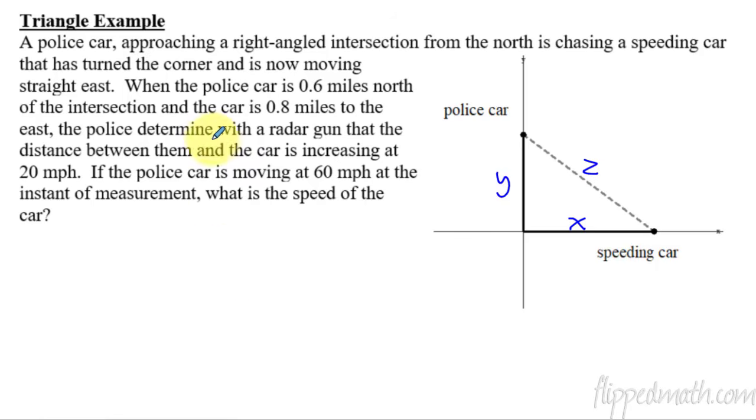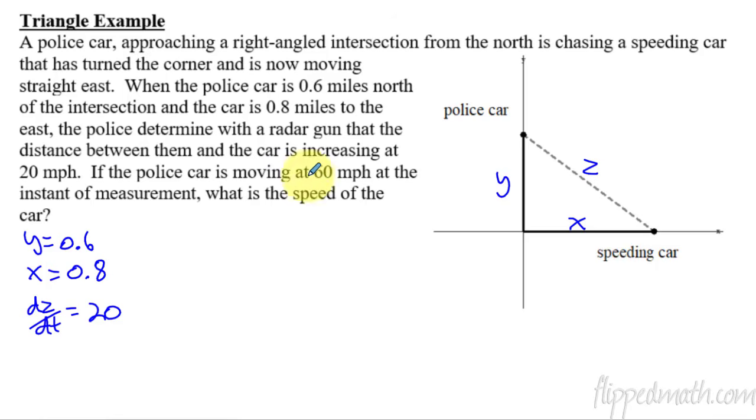What do we know? When the police car is 0.6 miles north, so at the moment when Y equals 0.6 north of the intersection, the speeding car, the guy who's trying to get away, is 0.8 miles, so I'll call that X. X is 0.8 miles. At that moment, the police determine with a radar gun that the distance between them and the car is increasing at 20. So this Z right here is changing at a speed of 20 miles per hour. That is dZ/dt. So dZ/dt equals 20 miles per hour. I can just say 20.